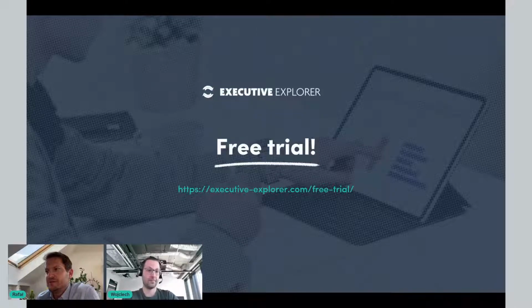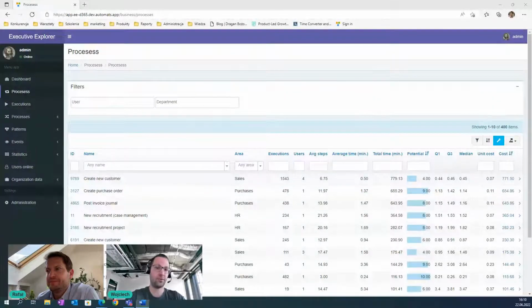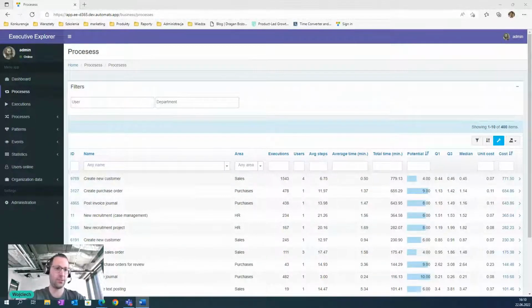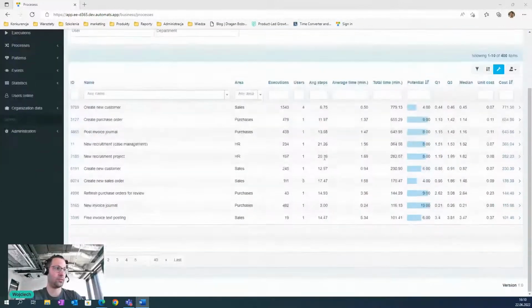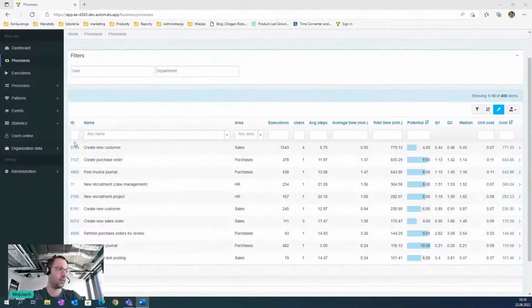So right now we'll start this showcase of Executive Explorer. Before we talk about the real use case examples, let me briefly show the tool itself. You can see here the table of all the processes identified by the algorithm. So it's actually automatic detection, right? And you can see the area the process is from. You can see some statistics. You can obviously manipulate the statistics, so you only display those that are necessary for you.